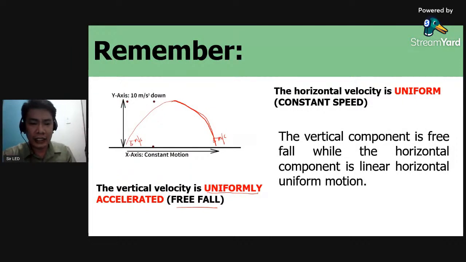That's why it's very important, class, to resolve the horizontal velocity and the vertical velocity, the horizontal component and the vertical component. In other words, if we're dealing with horizontal velocity, then we just need to get the horizontal components of the velocity. If we're dealing with the vertical velocity, then we're dealing with the vertical components of the projectile motion. The vertical component is free fall, so we treat it like a free fall. The horizontal component is linear, horizontal uniform motion, so we treat it like a uniform motion.